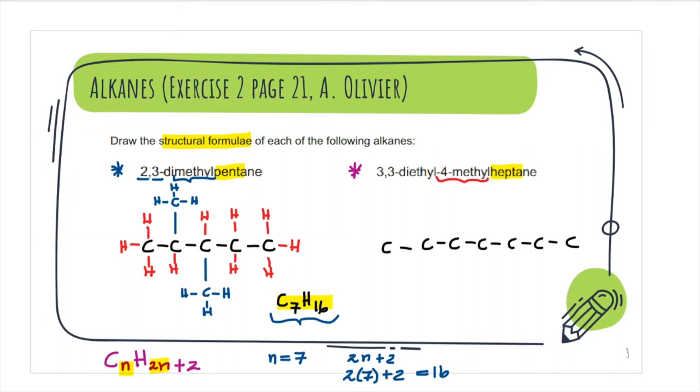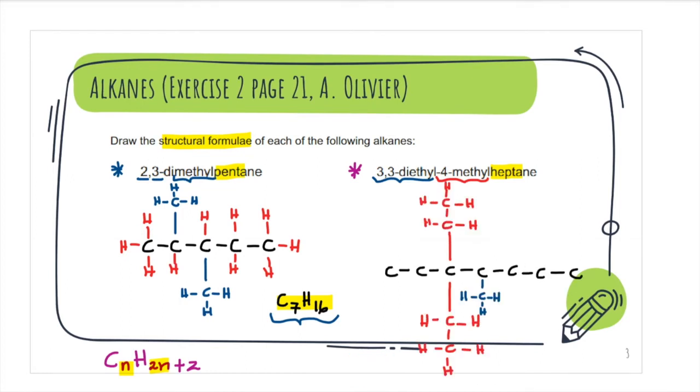If we start numbering from the left-hand side, then this is carbon number 4, and methyl only contains 1 carbon and 3 hydrogens, so we can draw it in like this. Then we also have ethyl groups. There are 2 of them. We know this because of the word di, and they both fall onto carbon number 3. So we can draw them over here. There are going to be two of these groups, and remember, ethyl contains two carbon atoms.